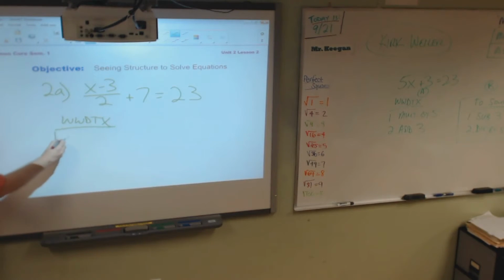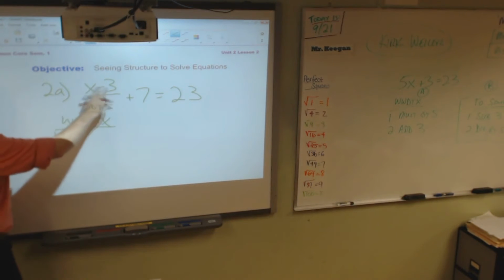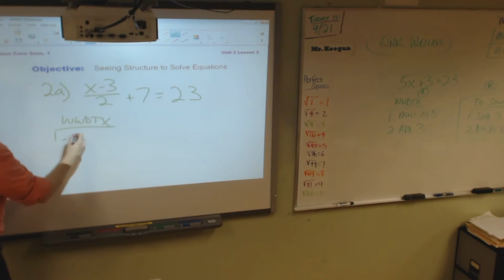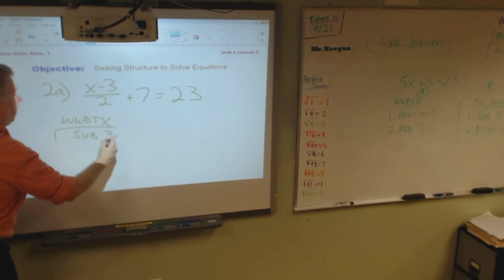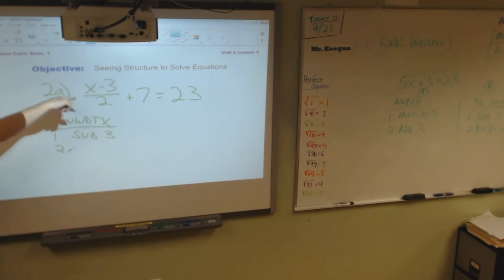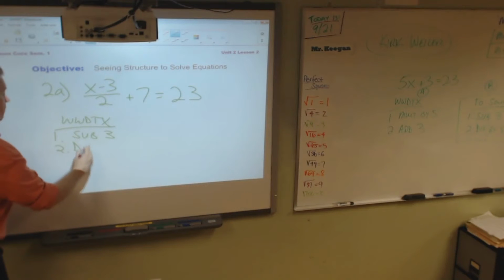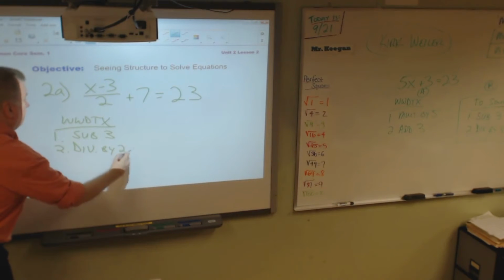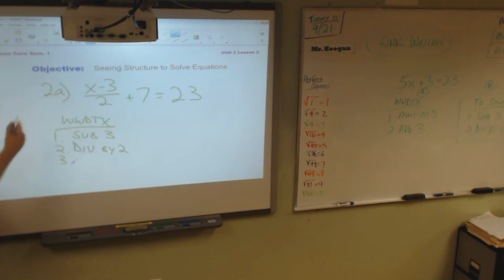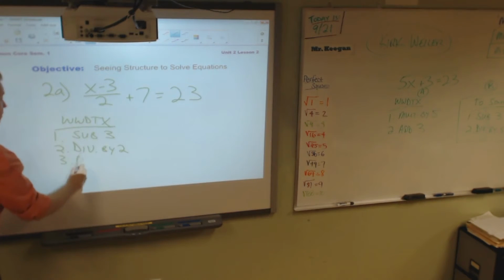What was the first thing that was done to the x here? Subtract by 3. Yeah, 3 was subtracted from the x. Good. Subtract 3. After 3 was subtracted from it, what was the next thing that was done to the x? Divided by 2. Good. Divide by 2, yeah. And the last thing that was done to it? Added by 7. Yeah, you added a 7.